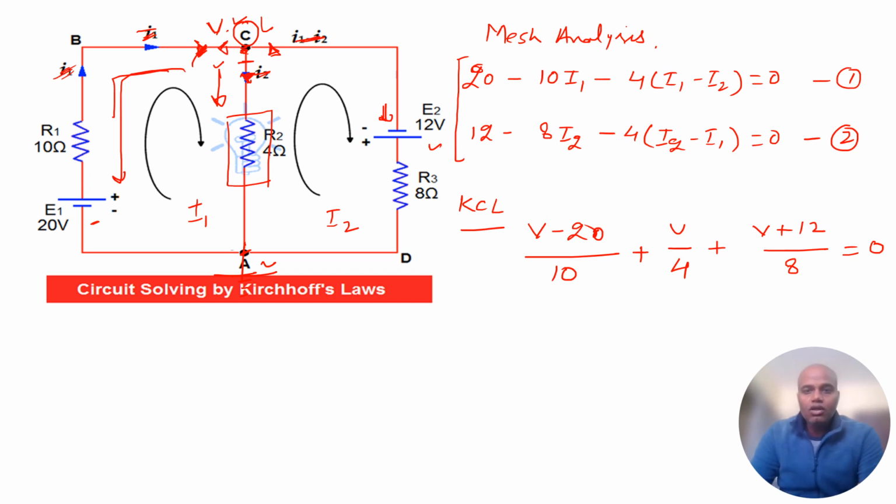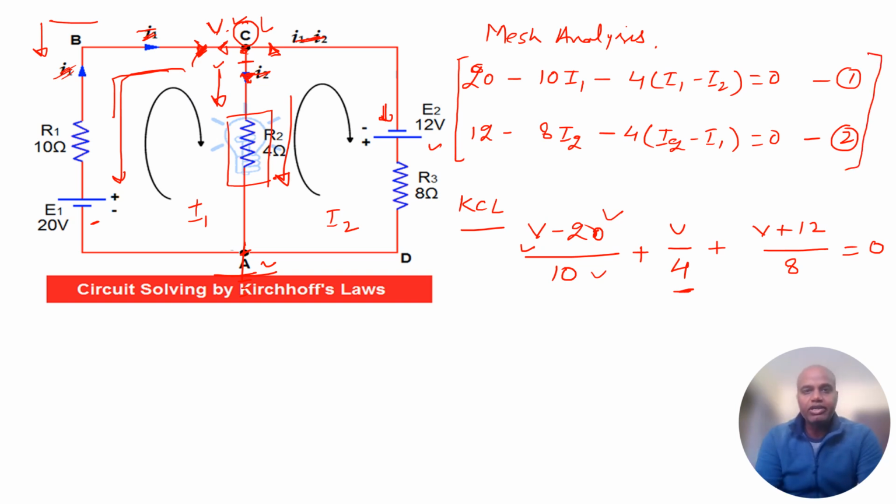So with respect to the KCL, I have one equation where I find the voltage V. Once I find the voltage V, I can easily find the current in any branch. This branch current is nothing but V minus 20 divided by 10. Similarly, this branch current is V divided by 4. So once I get the value of V, I can find the value of any branch current. Similarly, with the help of the KVL also, I can find I1, I2 and the rest of the currents by solving these two equations.